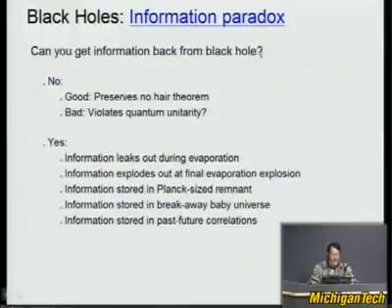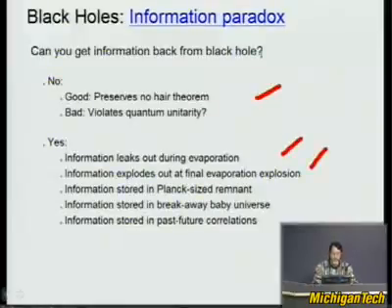I'll review some of that here. If you can't get it back, it preserves the no-hair theorem, which is straight GR. There are other ways the information could get out. It could leak. It could end up in a Planck-sized dense remnant. There are correlations that could occur.